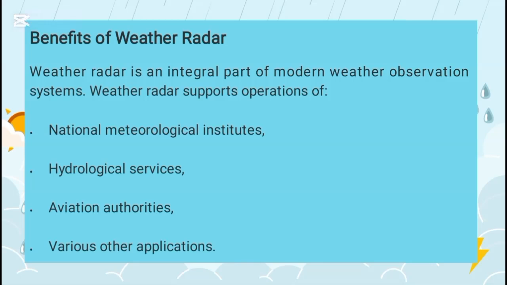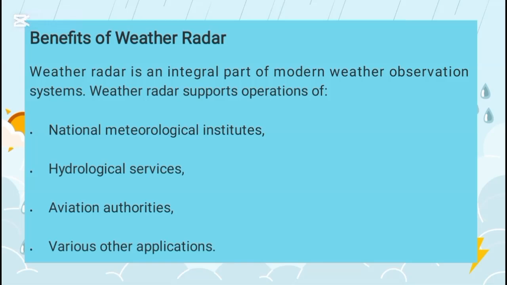The fourth is aviation authorities. Dito mahalaga din ang weather radar para sa kaligtasan ng mga eroplano. Binibigyan nito ang mga piloto at air traffic controller ng impormasyon tungkol sa mga bagyo, malalakas na ulan, o mga kondisyon ng panahon na maaaring makaapekto sa flight. Ito ay tumutulong para maiwasan ang mga panganib at matiyak na ligtas ang biyahe.